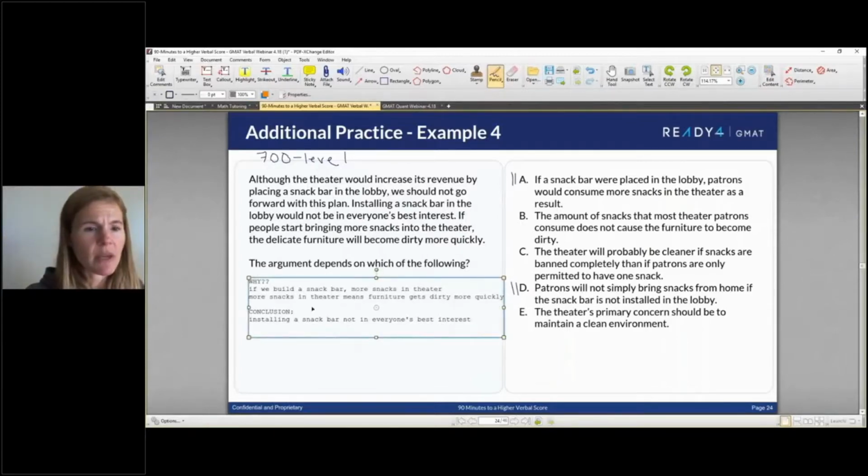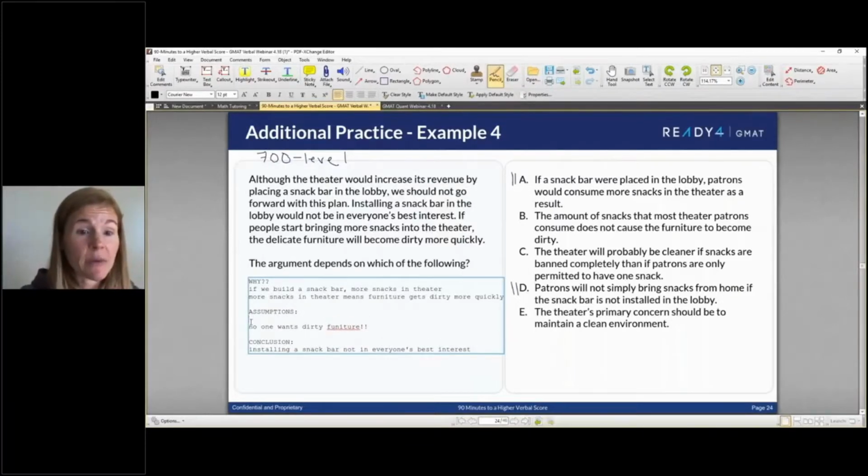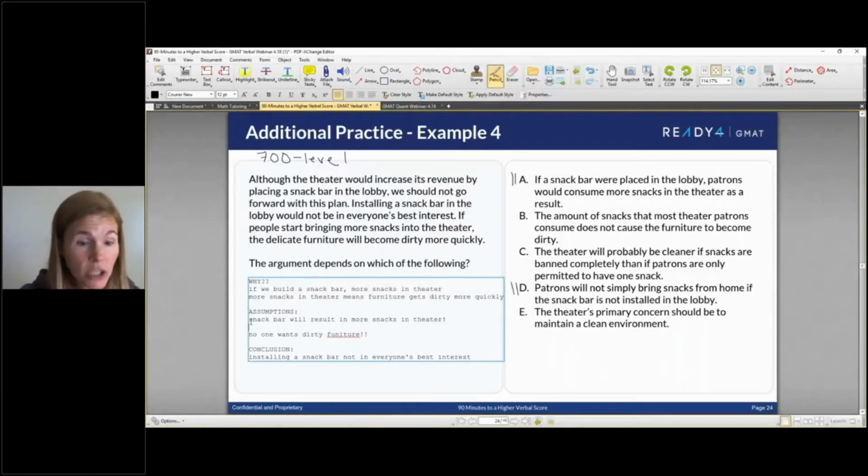So what are the assumptions being made here? First off, no one wants dirty furniture. One assumption is that if we build a snack bar, there will be more snacks in the theater. That's assuming that people will actually buy stuff there. And also that a greater number of snacks means more stains and more dirty furniture.